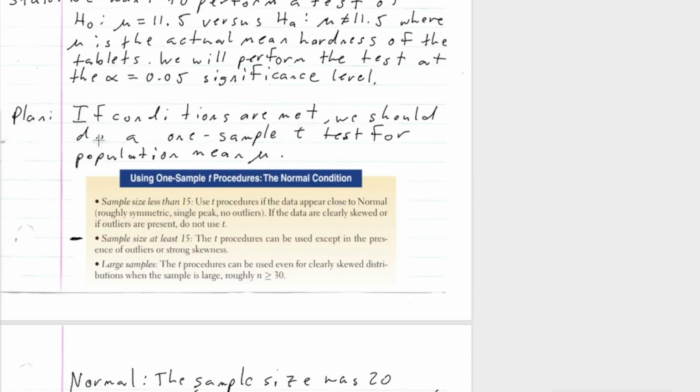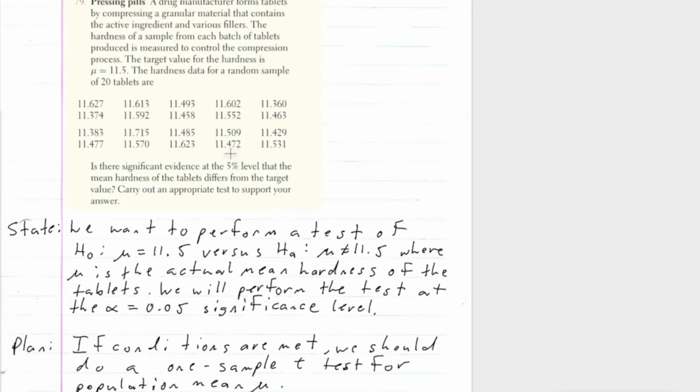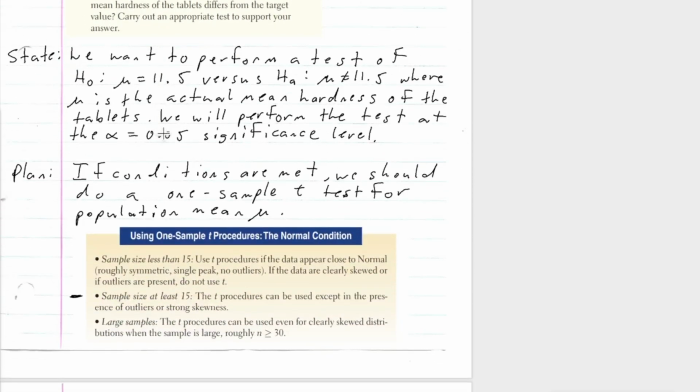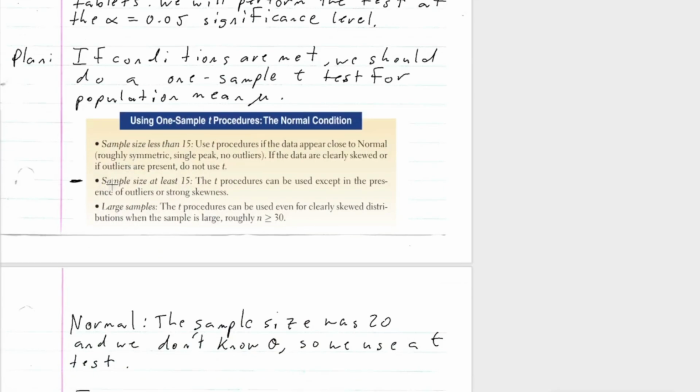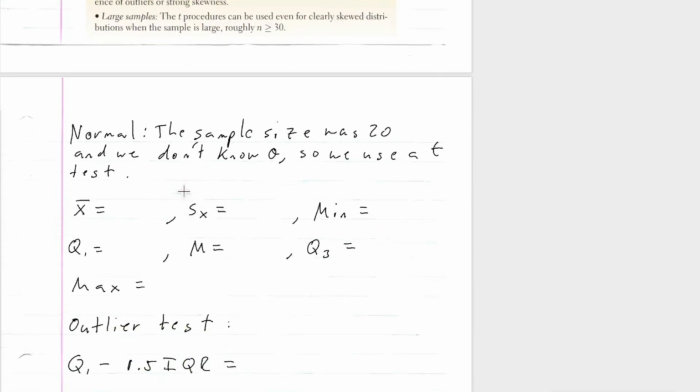So if conditions are met, we should do a one sample t-test for the population mean. The reason why we're doing a t-test is because we don't have more than 30 data points from our sample, and we don't know the population standard deviation, right? So remember, if the sample size is at least 15, the t procedure can be used except in the presence of outliers or strong skewness. So let's go ahead and check if there are any outliers or strong skewness.